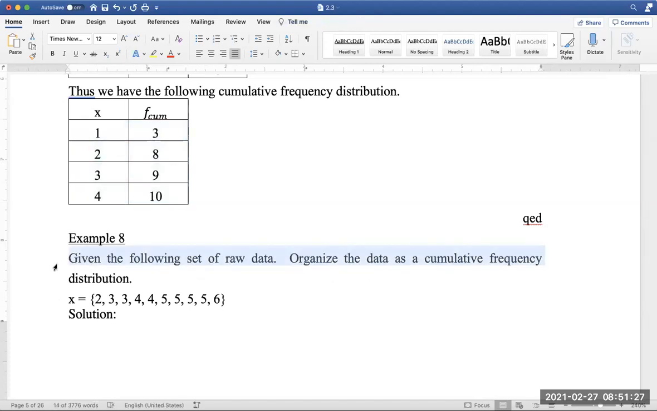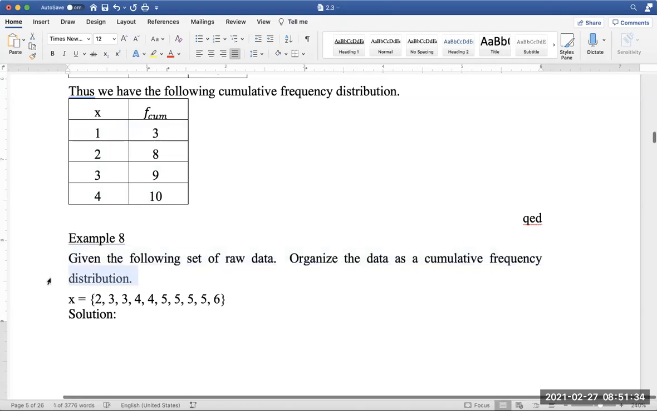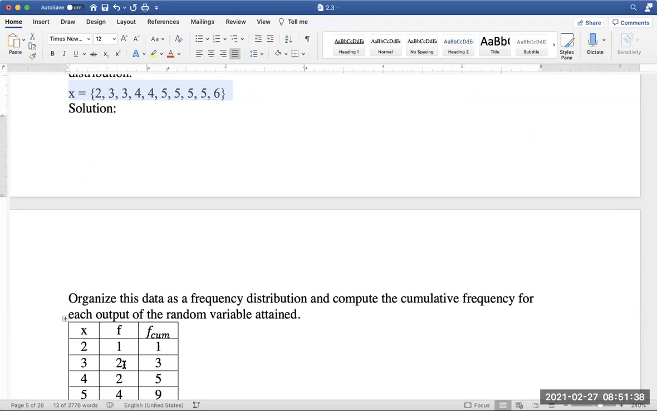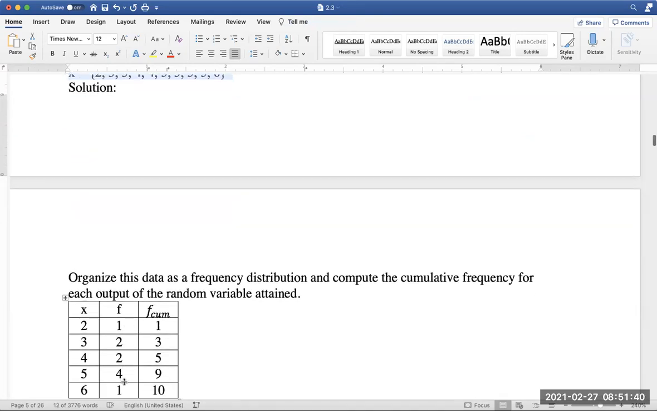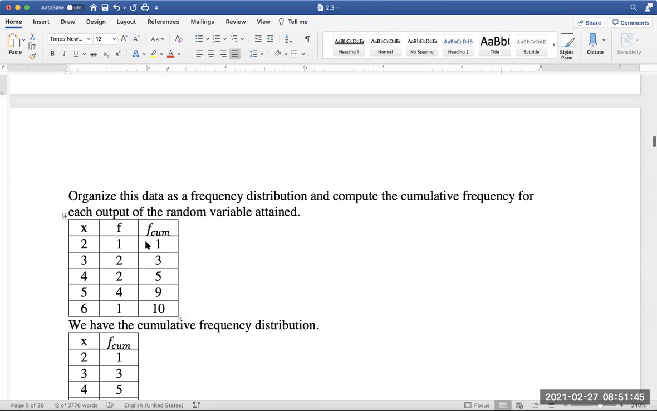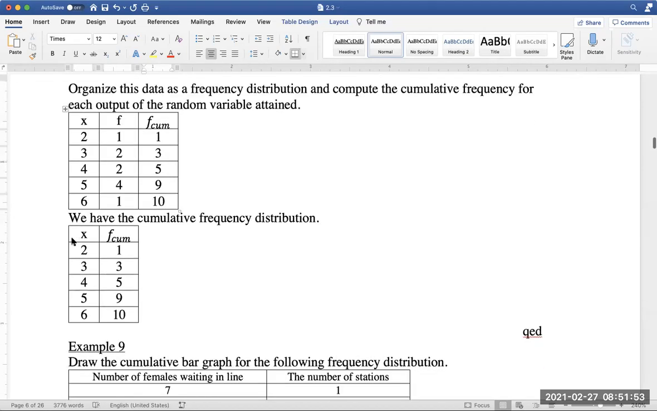Given the following set of raw data, organize the data as a cumulative frequency distribution. And so I have 1, 2, 2 threes, 2 fours, 4 fives, and 1 six. And so 1 plus 2 is 3, plus 2 is 5, plus 4 is 9, plus 1 is 10. And so I have the following cumulative frequency distribution.